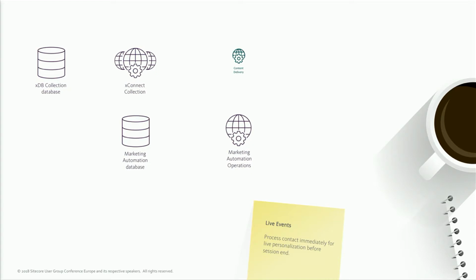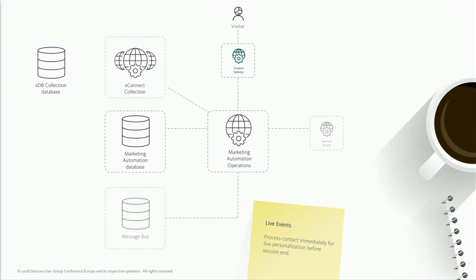That means we didn't learn anything about what they did while they're on the site. We can't react. So let's say a user comes in, hits the website, and makes a purchase in the checkout. We don't know about that till they leave, unless we use something like a live event, where we tell XConnect Collection, here's the updated data, please send this on to the marketing automation operation. It's now going to act just like the marketing automation engine and start processing everything, just calling all the services it needs to get that done.